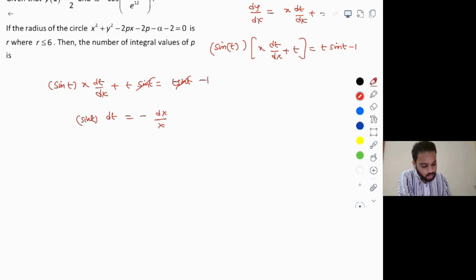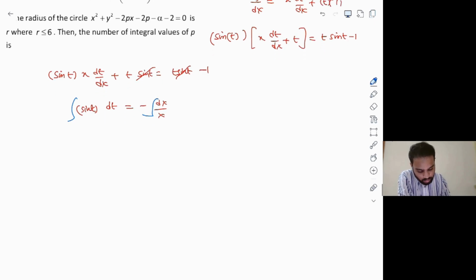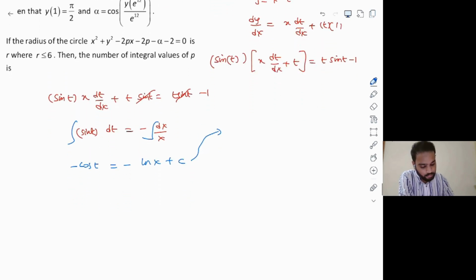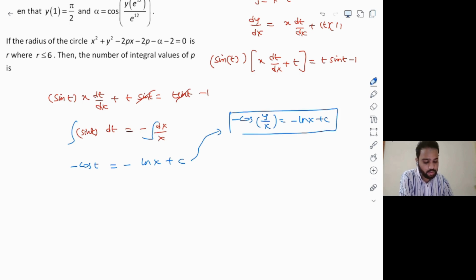Now we know what to do. Directly integrate on both sides here. So integration of sin t will be minus cos t. This is minus cos t is equal to minus of dx divided by x, which is nothing but ln of x plus some constant c. But what is actually t here? t is nothing but y/x as per our substitution. So this is minus of cos of y/x is equal to minus ln x plus c. So this is your general solution.